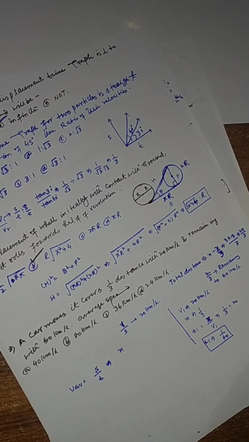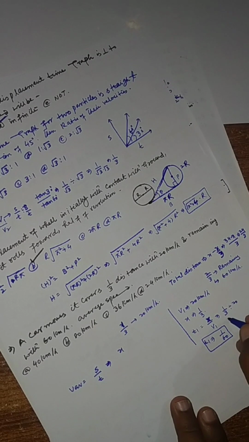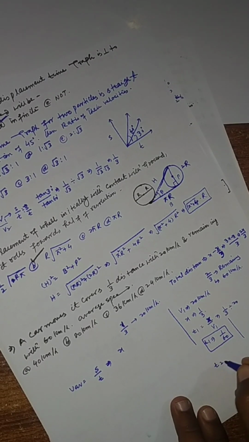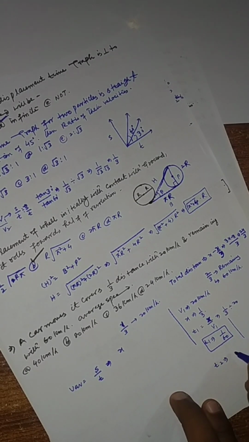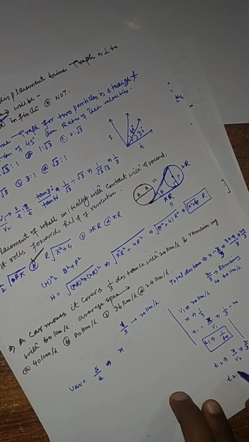t1 is equal to 1 over 60. Okay, then how much is t2? t2 is x over v2, and how much is it? 2 over 3. Okay, 2 over 3 divided by v2, which is 60. So t2 will be equal to 2 over 3 into 60. How much? 180. Okay, 3 into 6 is 18, 0. Okay, this will be 1 over 90.